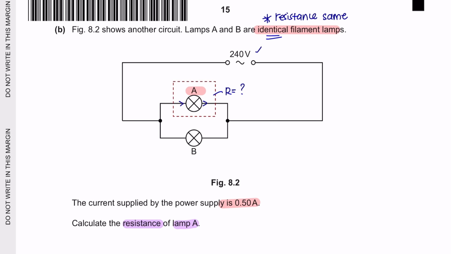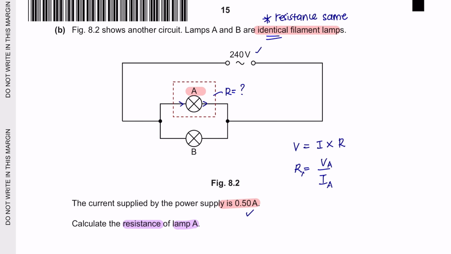We are given the voltage and we are given the current, which means that we can apply Ohm's law, whereby voltage equals current times resistance. If we rearrange this equation, we will get resistance equal to voltage over current. So let's find out what is the voltage received for lamp A and what is the current that goes through lamp A so that we can get the resistance across lamp A. The rule for a parallel circuit is that the voltage is equal everywhere.